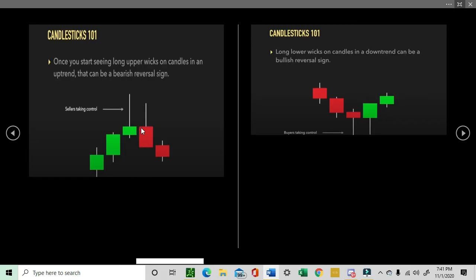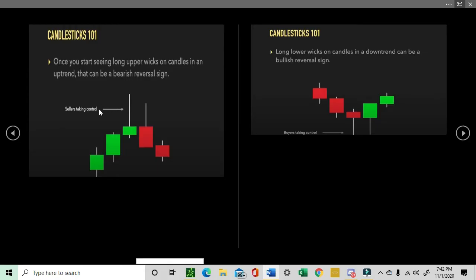Now, it opened up here. Buyers tried to push the price up. What happened? Price fell all the way down and closed here. Then price opened here, tried to push up, came down, and closed here. So now we can see how this long shadow or wick, whatever you'd like to call it, means sellers are taking control.